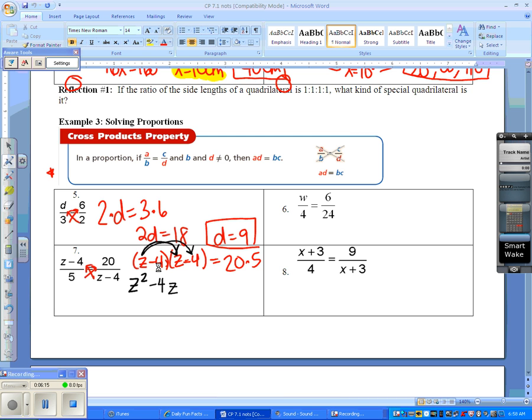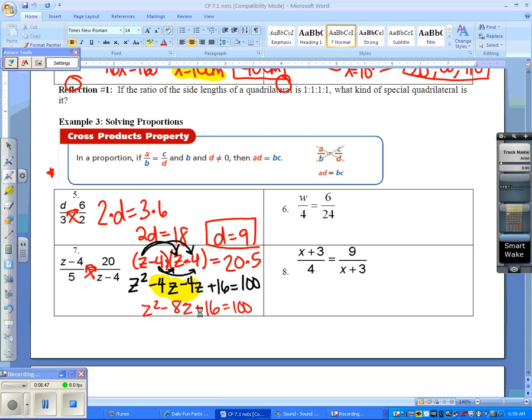So I'm going to move on to the next term. So negative 4 times z is negative 4z. And then this negative 4 times this negative 4 will make a positive 16. And then 20 times 5 is 100. Okay, so we're going to practice multiplying binomials again in class. When you combine like terms, now you have this negative 4z and this negative 4z. So that's negative 8z. So now I have z squared minus 8z plus 16 equals 100.